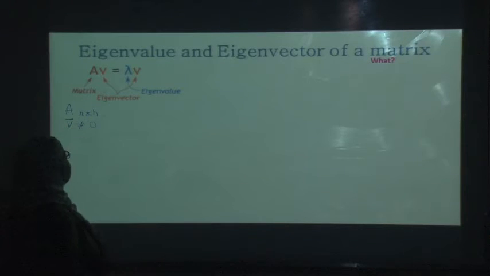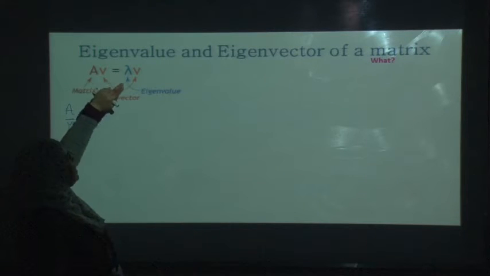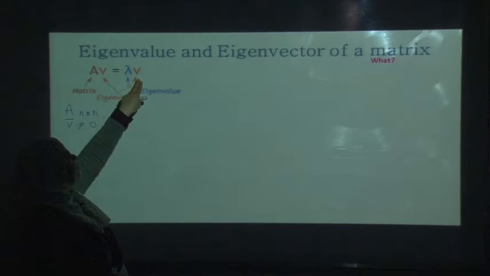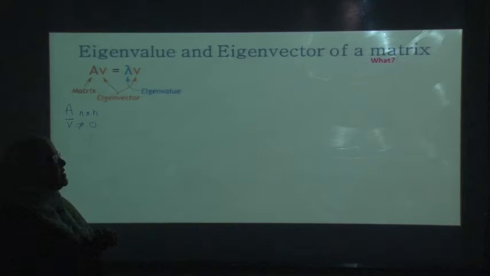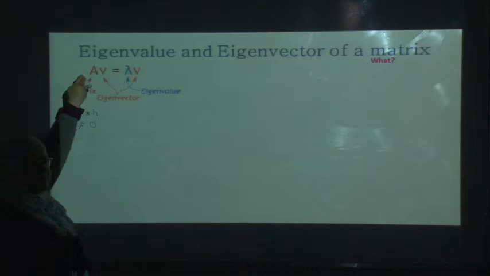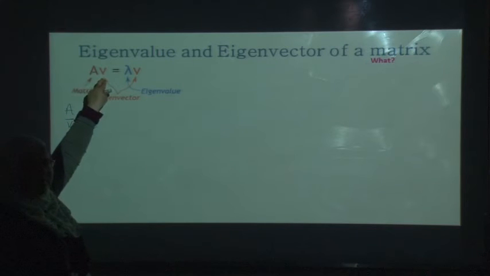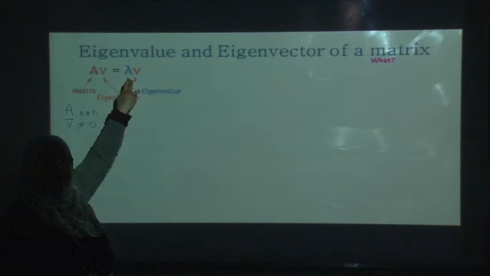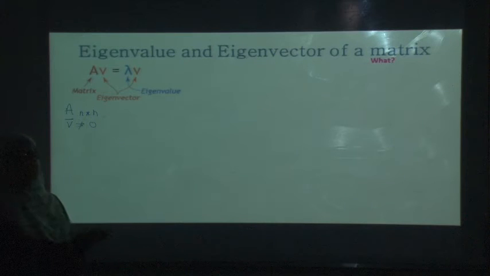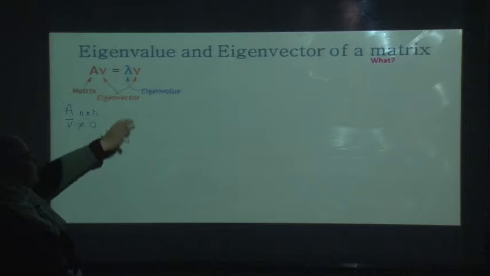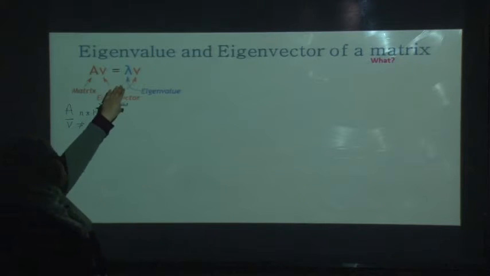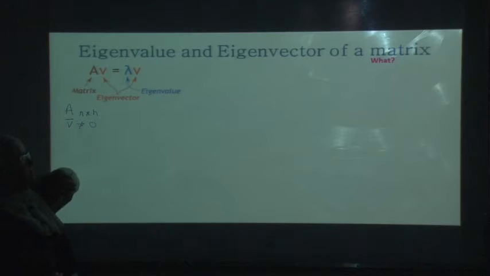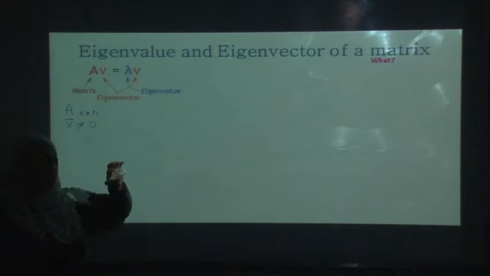So given that this vector is not equal to 0, if we multiply any squared n by n matrix with a non-zero vector, and the result is the same vector but scaled with a scalar quantity or a constant, in that case we call this vector the eigenvector for the given matrix, and this constant or scalar quantity the eigenvalue for the given matrix. This is what the eigenvalue and the eigenvector are.